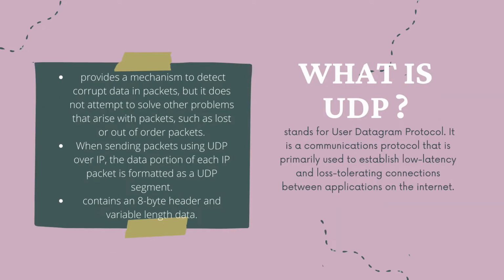What is UDP? UDP stands for User Datagram Protocol. It is a communications protocol that is primarily used to establish low latency and loss tolerating connections between applications on the Internet. UDP provides a mechanism to detect corrupt data in packets, but it does not attempt to solve other problems that arise with packets, such as loss or out of order packets. That's why UDP is sometimes known as the Unreliable Data Protocol. When sending packets using UDP over IP, the data portion of each IP packet is formatted as a UDP segment. Each UDP segment contains an 8-byte header and variable length data.